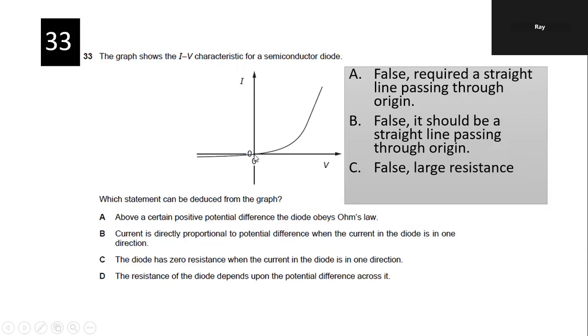This one has resistance decreases. Resistance of diode depends on the potential difference across it. That's the answer.